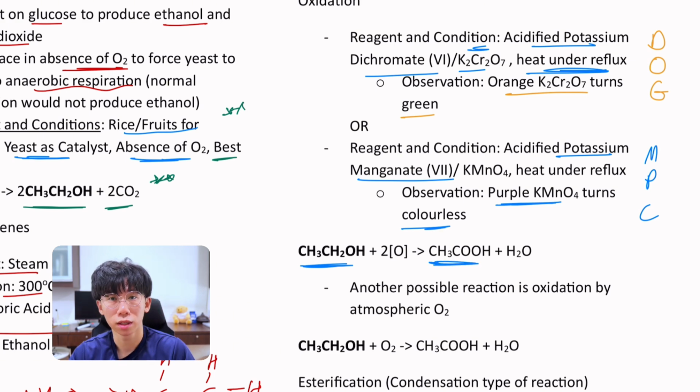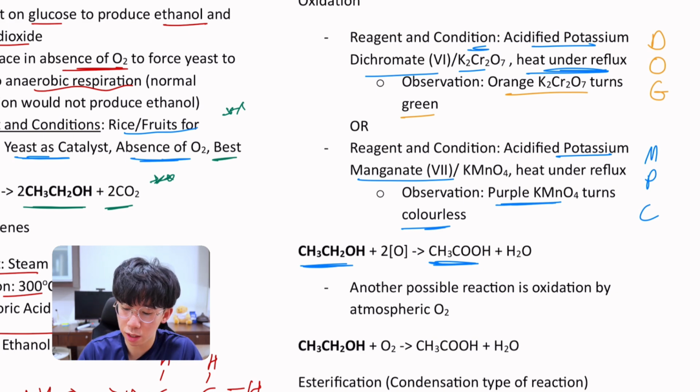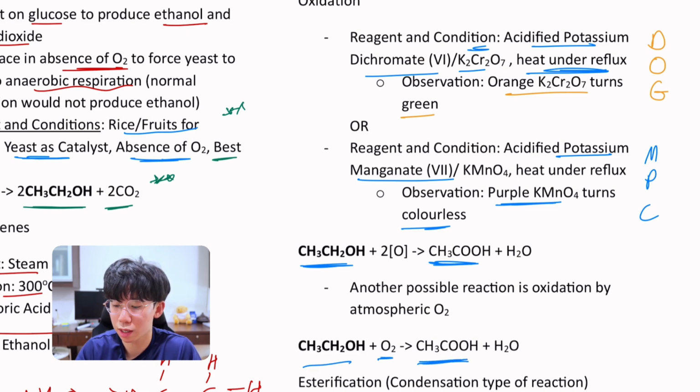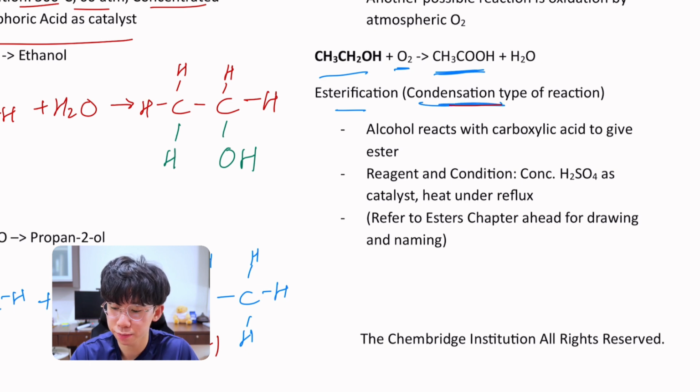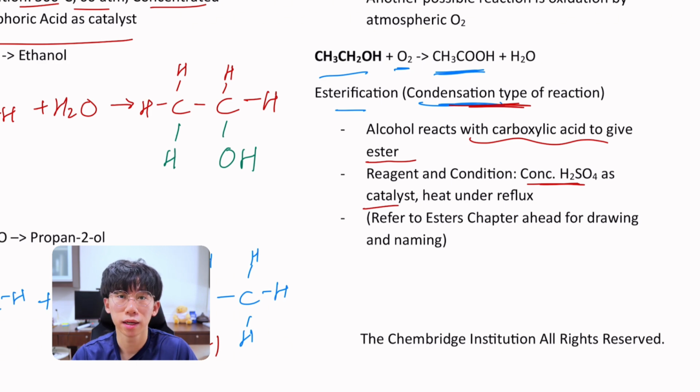Another reaction that is possible is the oxidation with atmospheric O2. Similarly, your ethanol is going to be oxidized by oxygen in the air to form your ethanoic acid over here. Lastly, your alcohols can also undergo a reaction called esterification. This is a condensation type of reaction, where your alcohols react with carboxylic acids to give esters. The reagent condition for this reaction is concentrated H2SO4 as a catalyst and heat under reflux. Here, you can refer to the esters chapter, where we will draw out reactions and explain some examples for you.